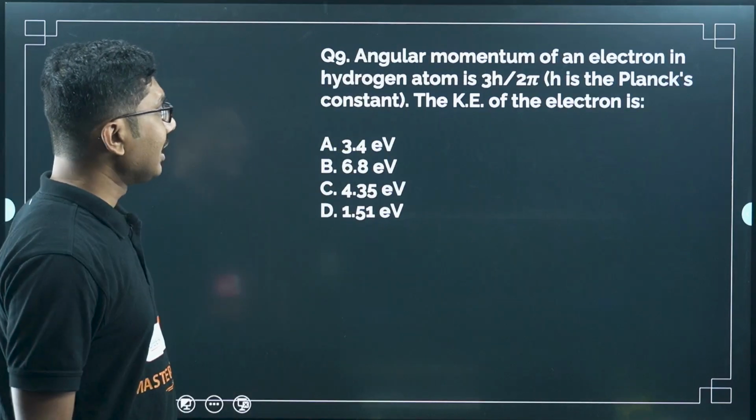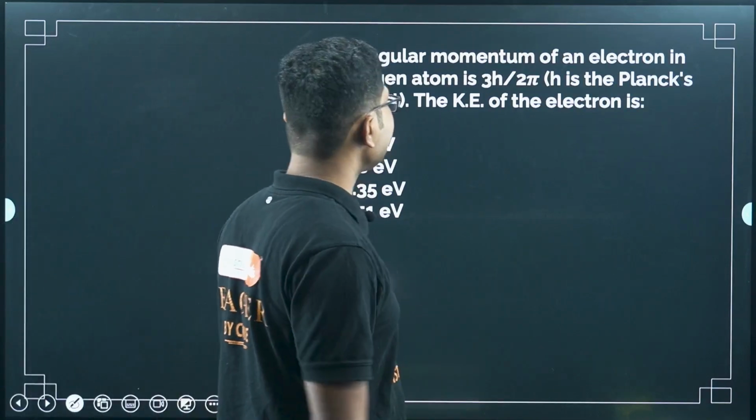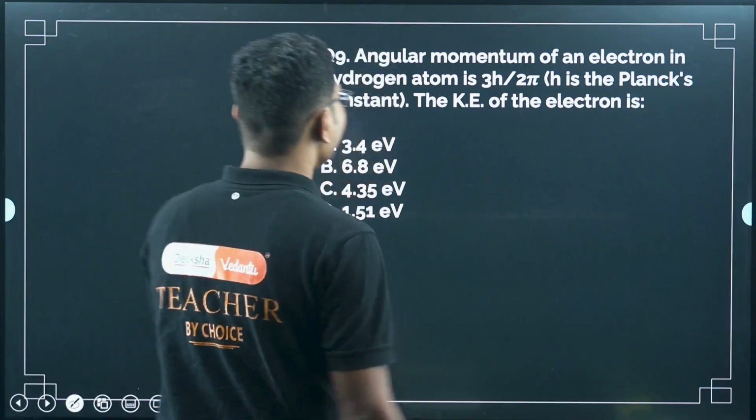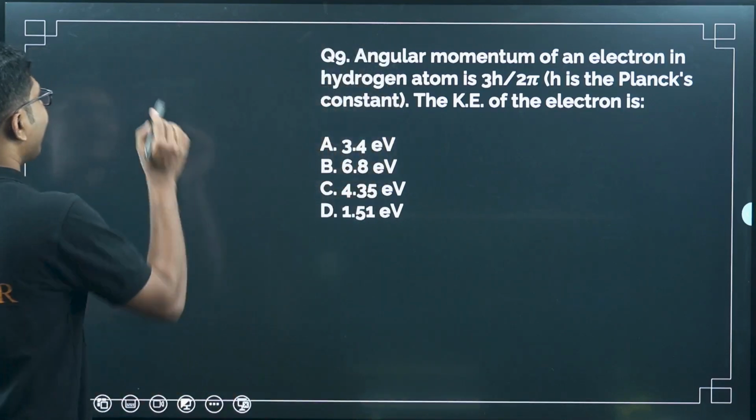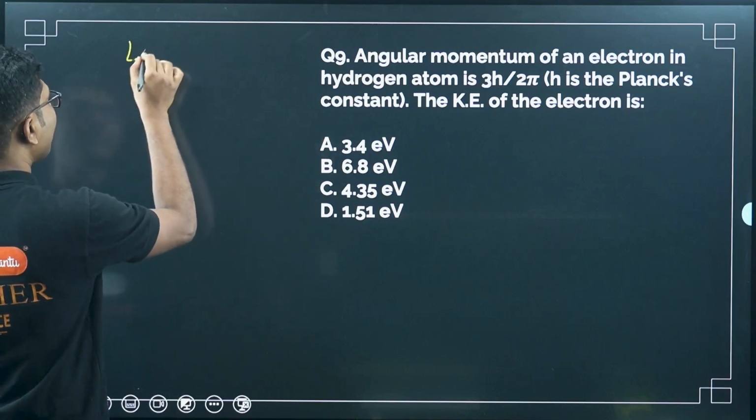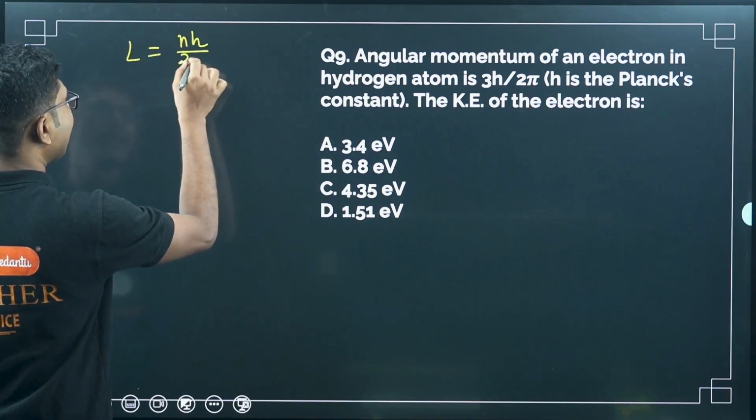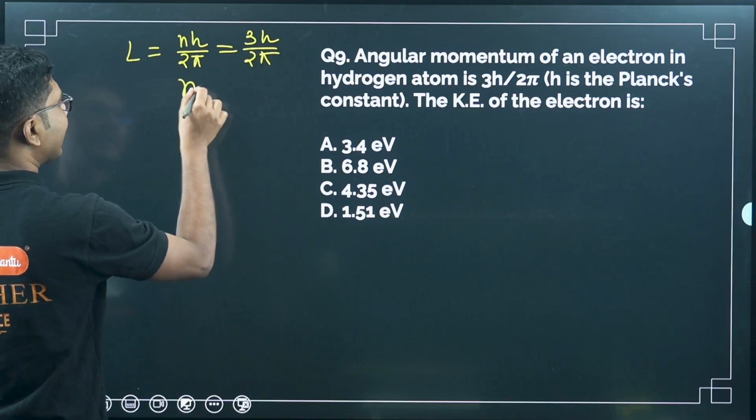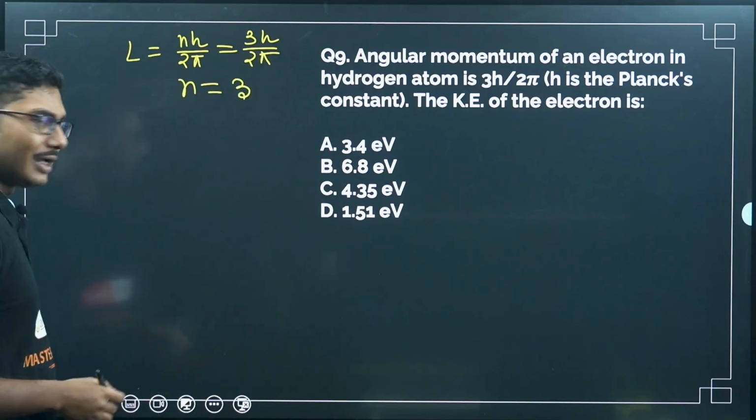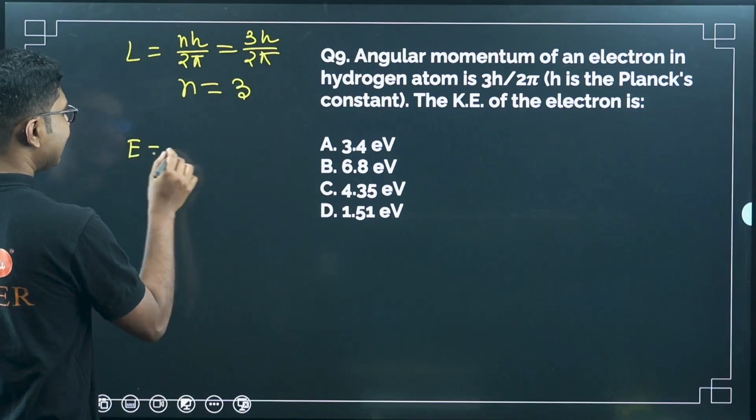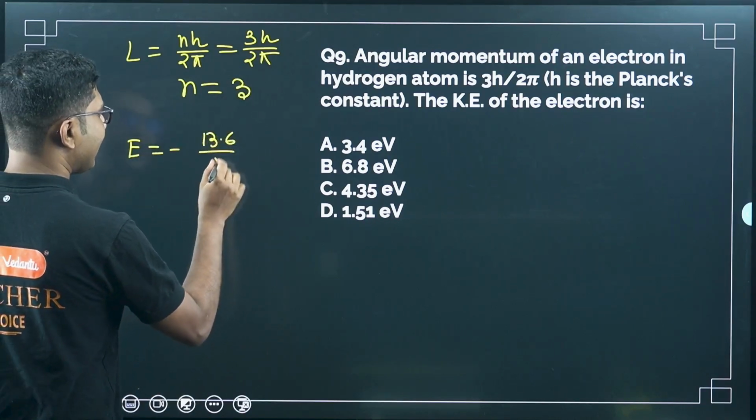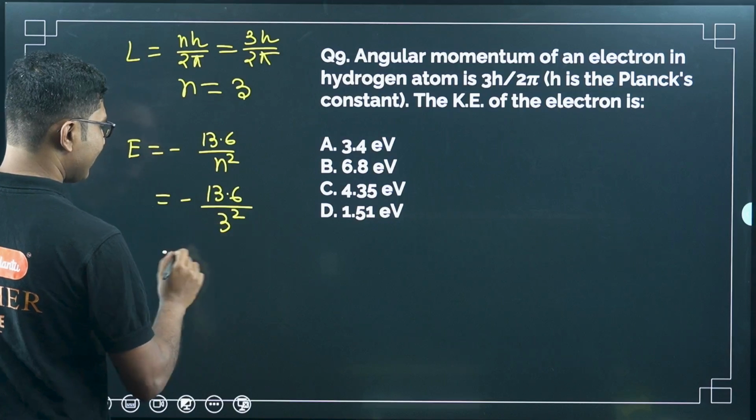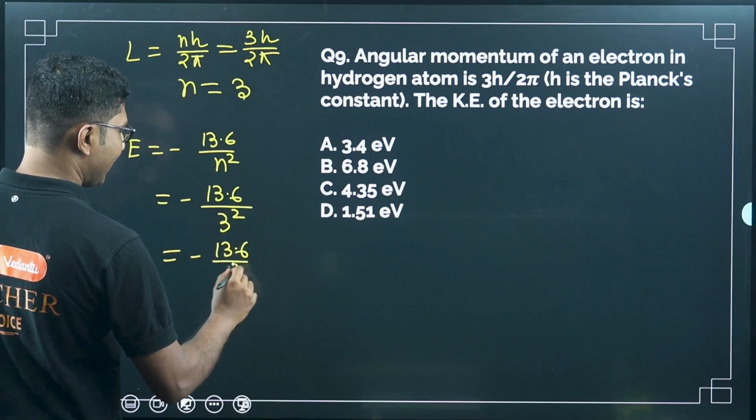Now, angular momentum of an electron in the hydrogen atom is 3h by 2 pi. h is Planck's constant. The kinetic energy of the electron is asked. It is a very interesting question, but it is only to fool you. We know that angular momentum is nh by 2 pi, and here it is given as 3h by 2 pi. So from this equation we can write n is equal to 3, right? Now what is the energy? Energy is minus 13.6 divided by n square. So minus 13.6 divided by 3 square, so it is minus 13.6 divided by 9.